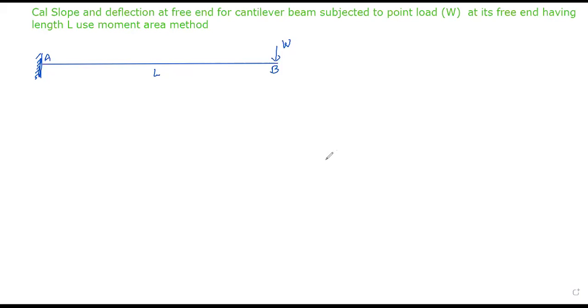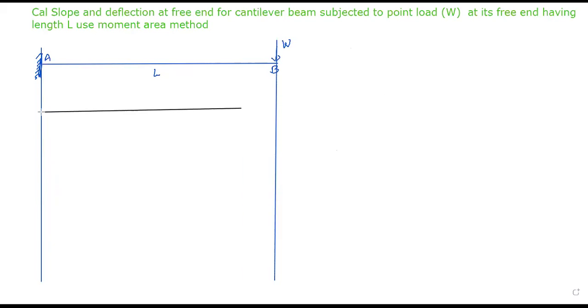Everybody with me? Please confirm me. Yes, sir. Yes or no? To calculate slope, we need the area of M by EI diagram, and to calculate deflection, we need the moment of area of M by EI diagram. Please confirm me quickly. Okay. So now first of all, we need to draw the M diagram. Yes or no? Suppose in this problem, EI is constant.